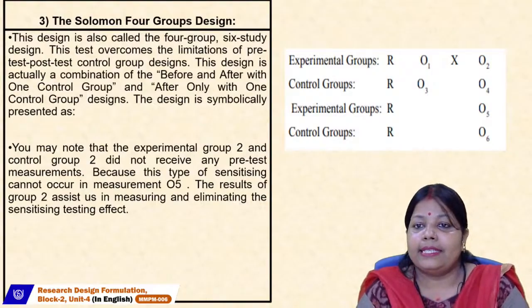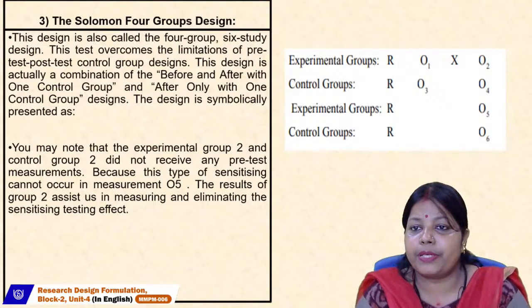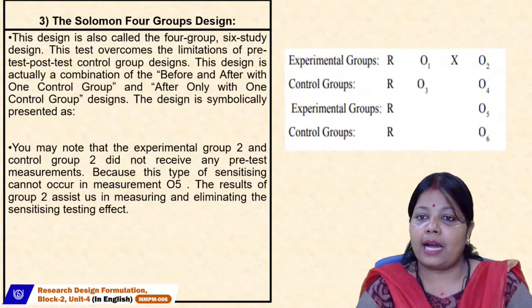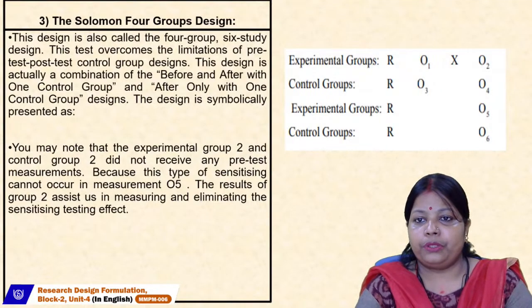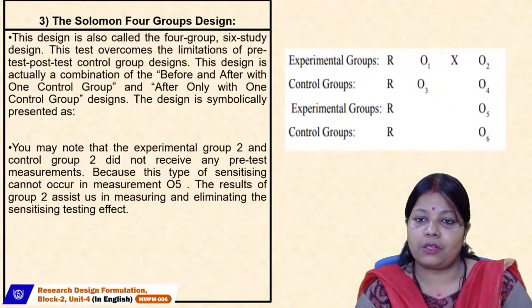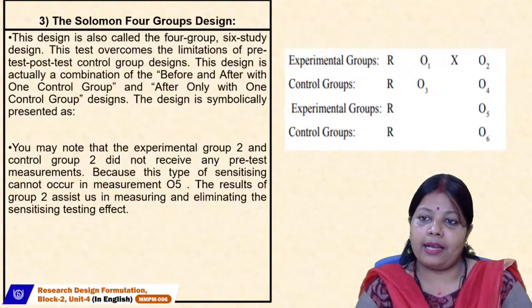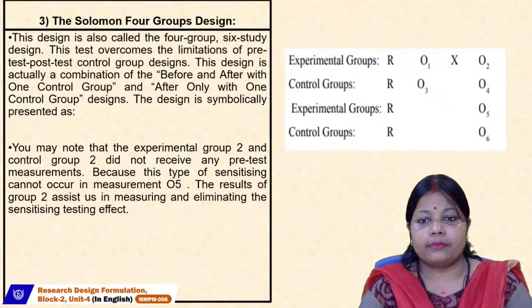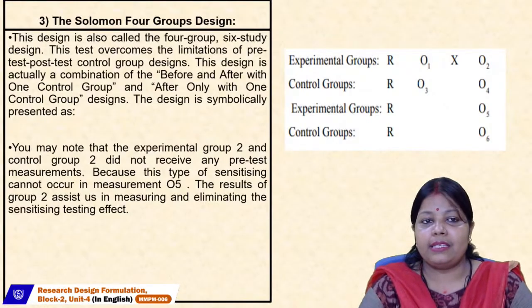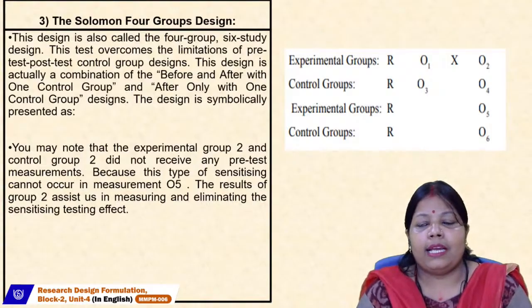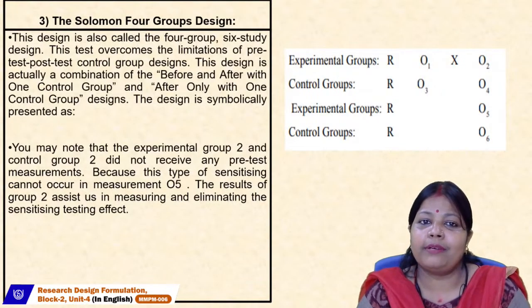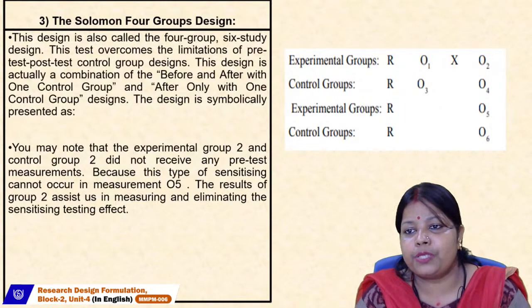The design is symbolically written here on the right hand side of the slide. Under the first experimental group, R is there, O1 is there, X is there, and O2 is also there. Then the first control group contains the same R, O3 and O4. In the second experimental group, R, X and O5. So we can easily see what was there in the before-after and what was there in the after only. Both are present in the Solomon four group design.